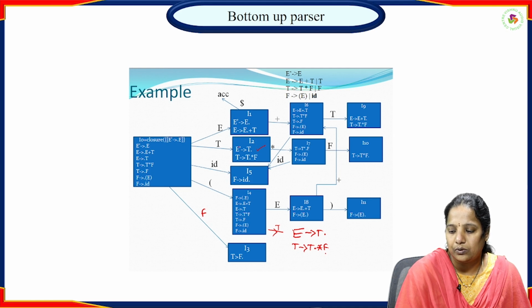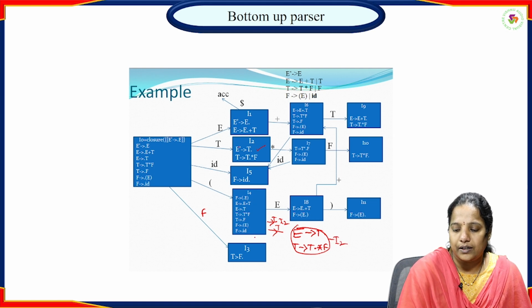Already it is going to the second item, so we can write this transition as I2. No need to construct a new one because it is already there in I2. On F also it is already there, that is I3. On left parenthesis it is a self loop. On ID it is going to I5.